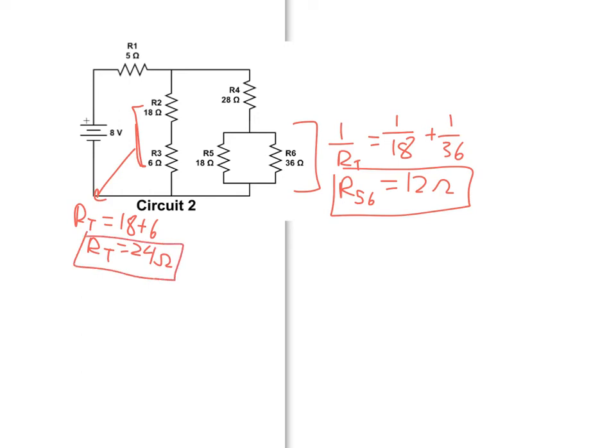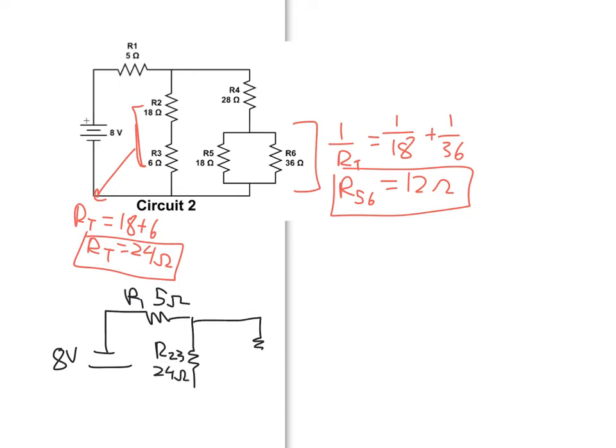We're then going to redraw our circuit here. So we have our 8-volt battery. Here is R1, which is 5 ohms. Then we have R23, which is 24 ohms. Then we have R4, which is 28 ohms. And then, of course, R56, which is going to be 12 ohms.